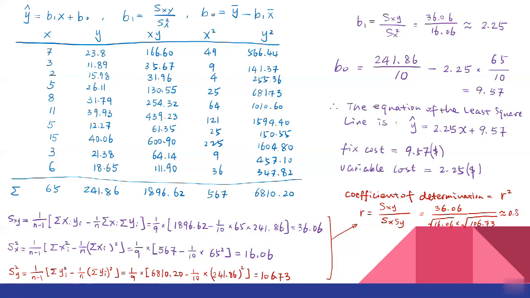approximately 0.8705. Then the R square is 0.8705 squared, which is approximately 0.7578. This is our coefficient of determination. Okay. Any questions?